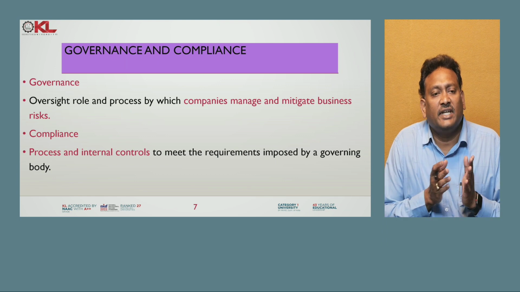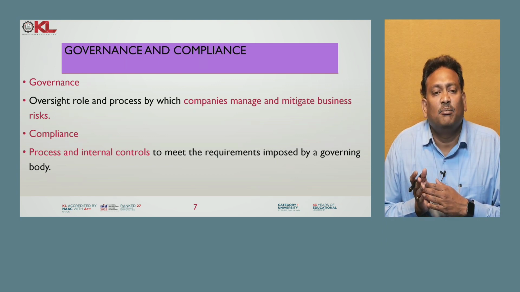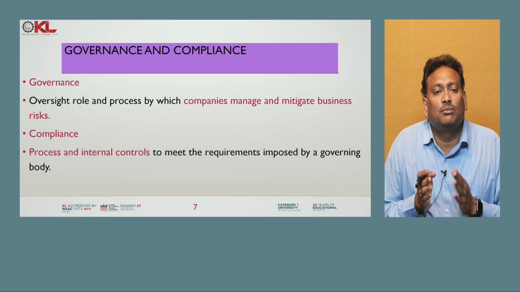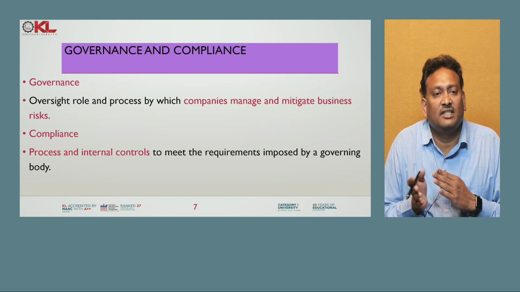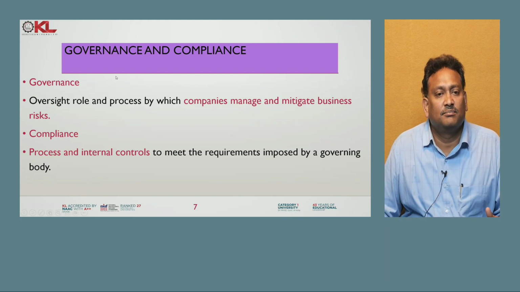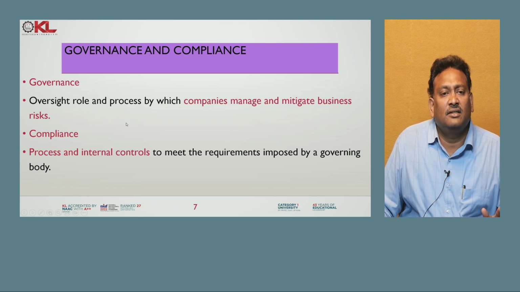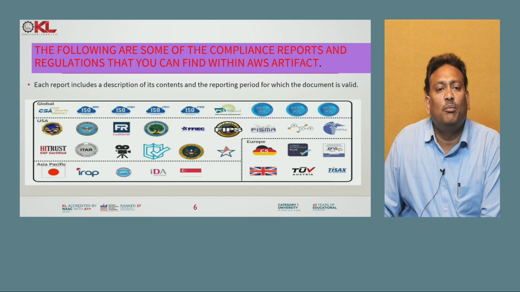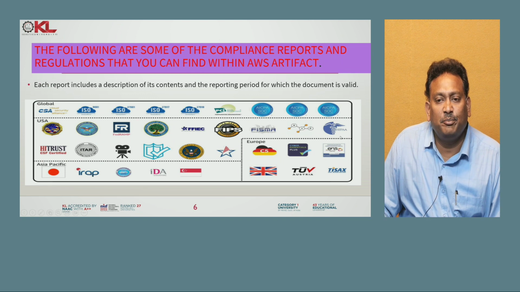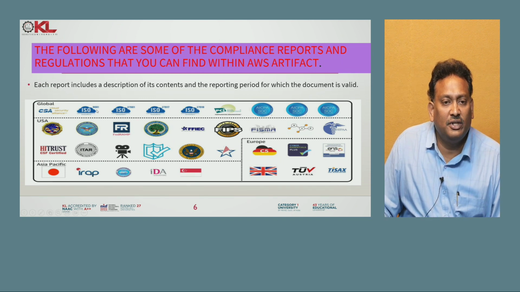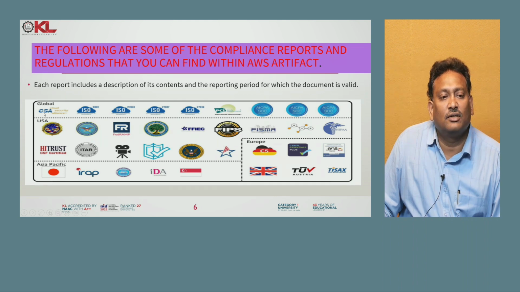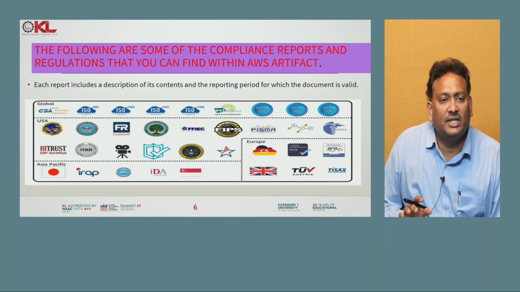Governance means the oversight role and process by which companies manage and mitigate their business risk. So for our business, we can frame some rules, regulations and policies to manage our entire business risk, that is governance. If you want to build an application in your organization, for example, a developer wants compliance reports. We have the HIPAA report, the ISO 9001 report. HIPAA means Health Insurance Portability and Accountability Act, and we have CSA reports. These all are examples of compliance reports, the Cloud Security Alliance reports.